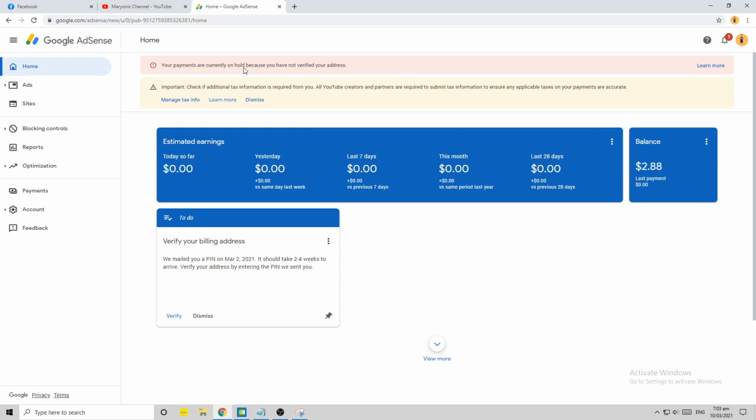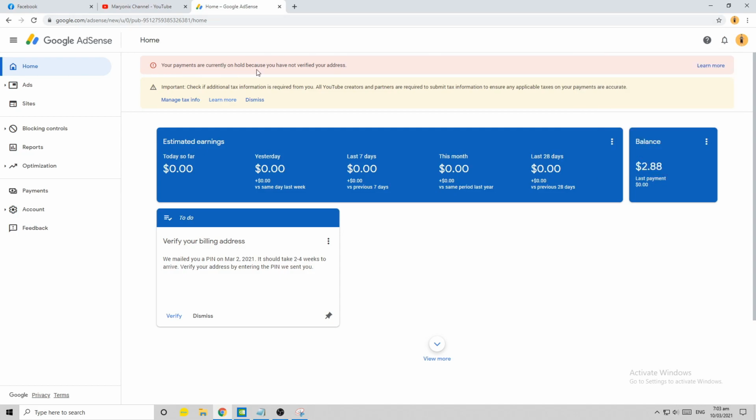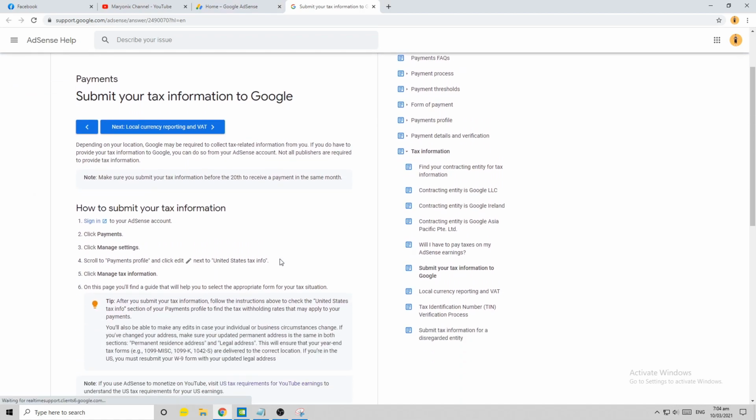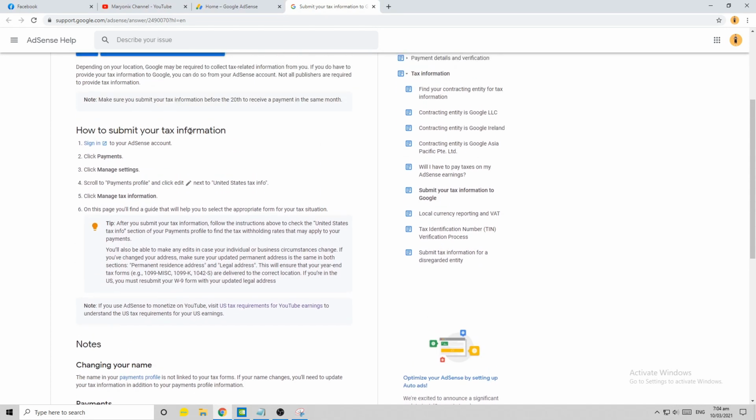Now if you go to your Google AdSense, you'll see I have two notifications. The other one is for the payment that was put on hold because I have not yet verified my address, and the other one is for the tax information. Now let's go ahead and read more about the latest update about tax. So, submit tax information, just click on learn more. There you go.